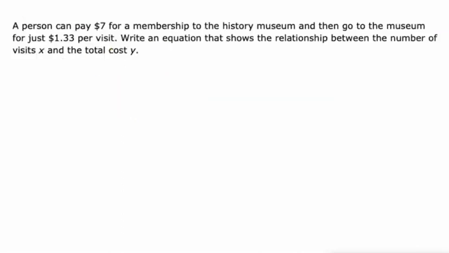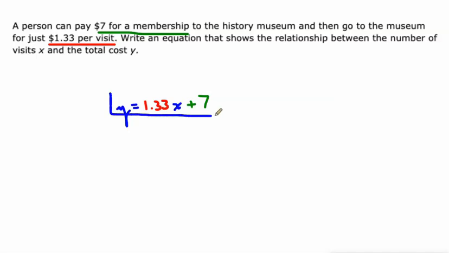And last one. A person can pay $7 for a membership to the History Museum and then go for just $1.33 a visit. Again, we did one like this. I guess I just chose it because it's got a decimal. I mean, they really don't get any tougher in this particular lesson. We don't have to find the y-intercept or the slope. We just have to identify it in the story. We don't have to really calculate anything. So y equals 1.33x plus $7 for the membership that we only have to pay one time, and we are done.